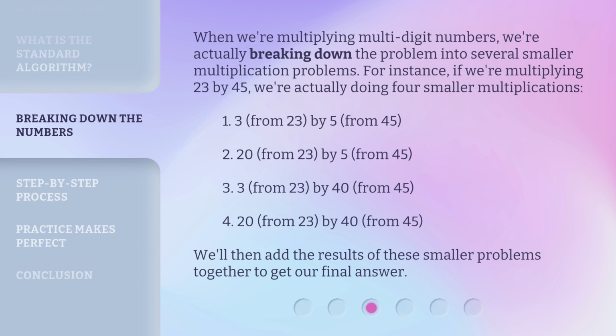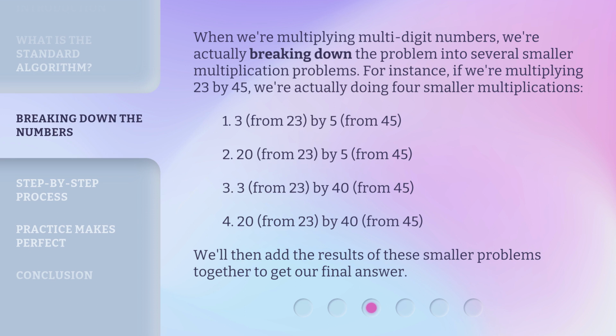When we're multiplying multi-digit numbers, we're actually breaking down the problem into several smaller multiplication problems. For instance, if we're multiplying 23 by 45, we're actually doing 4 smaller multiplications. 1. 3, from 23, by 5, from 45.